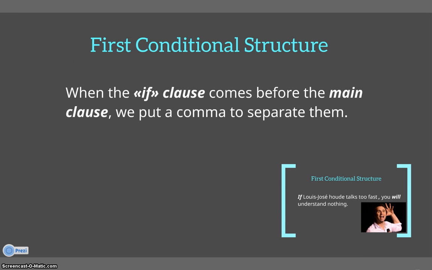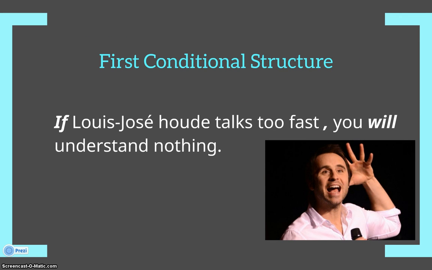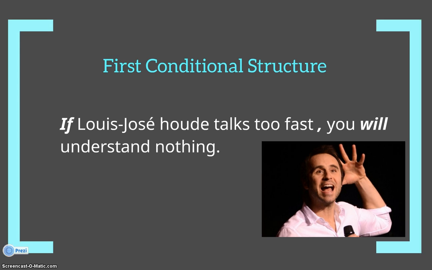In this presentation, we're going to show you how to use the conditional form and how to structure your sentences. In this conditional structure, when the if clause comes before the main clause, we put a comma to separate them. Example: if Louis-José Houde talks too fast, you will understand nothing.